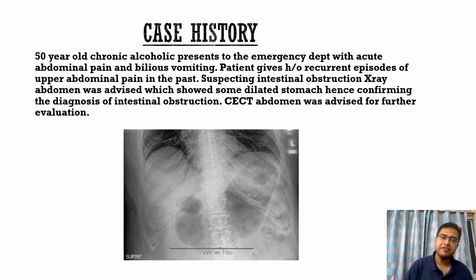Here we have a 50-year-old chronic alcoholic who presented to the emergency department with acute abdominal pain and bilious vomiting. He also gives a history of recurrent episodes of upper abdominal pain in the past. Suspecting a case of intestinal obstruction, an abdominal X-ray was ordered, and this is the abdominal radiograph where we can see this over-distended stomach with air fluid levels, hence indicating gastric outlet obstruction or intestinal obstruction. And CT abdomen was advised for further evaluation.